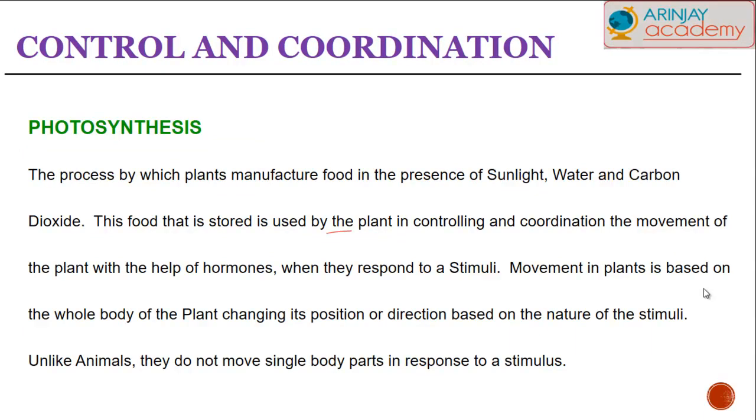Photosynthesis, as can be described, is just the process by which plants manufacture their food in the presence of elements such as sunlight, water, and carbon dioxide. This food, which is stored by the plants, helps in the control and coordination, which is basically the movement of the plant with the help of hormones. The movement of a plant is based on the whole body of the plant changing its position or direction based on the nature of the stimuli. Unlike animals, they cannot move single body parts.